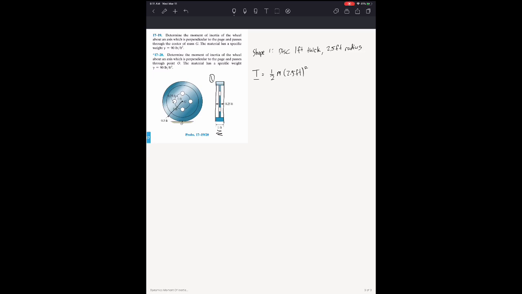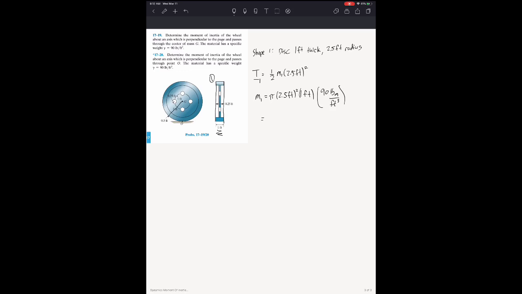To calculate the mass, I need to find the volume. The mass of shape 1 is equal to the volume of shape 1, which is pi times 2.5 feet squared, times the thickness, which is 1 foot, and then times the density, which is 90 pounds mass per cubic foot. I'm going to go ahead and use pound mass as my unit for this problem. Please note I would need to convert to slugs before the end if I was going to use this in a dynamics calculation, but I'm just going to use pound mass and convert at the very end.